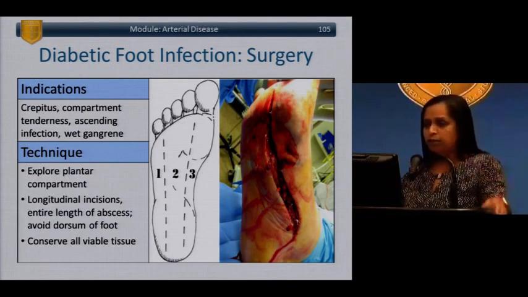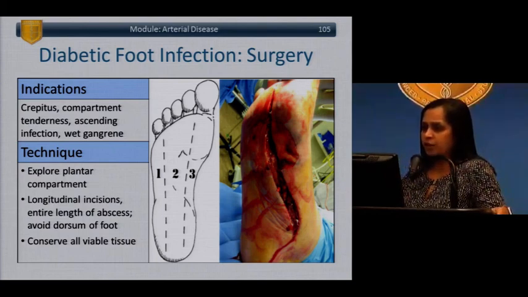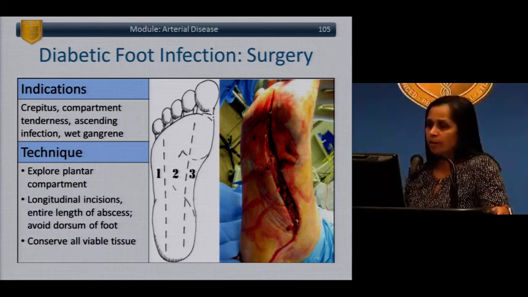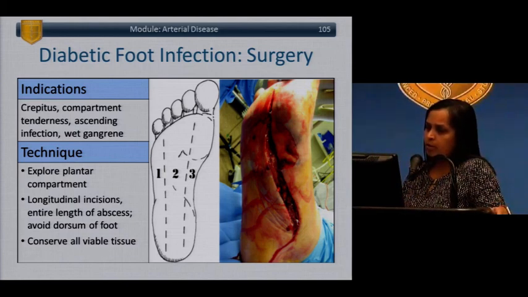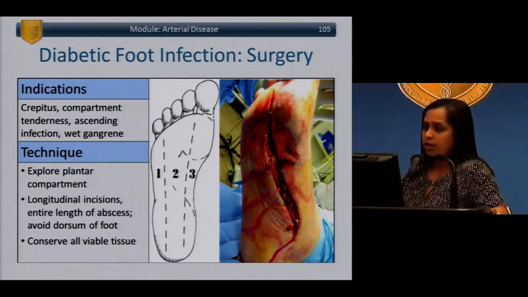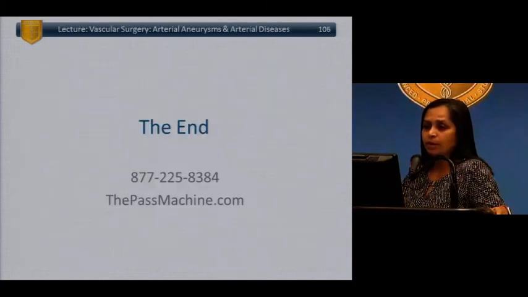As for the type of surgery that's done for diabetic foot infections, these infections can be severe, and often the degree of infection beneath the tissues and beneath the skin is more severe than is apparent at the skin level. If there's crepitance, tenderness in the foot compartments, or evidence of an ascending infection, you want to bring the patient to surgery urgently. And when you explore the plantar compartment, often these infections spread along the tendons, so you want to use longitudinal incisions and extend the incisions for the entire length of the abscess. You want to conserve viable tissue, but wide drainage is an important principle for diabetic foot infections.